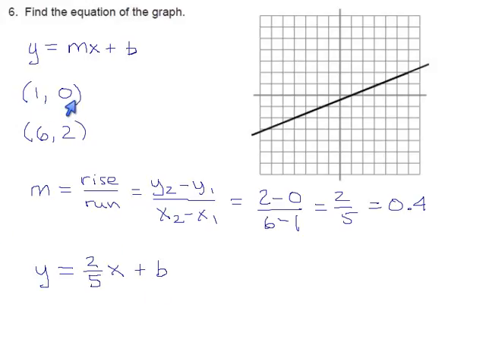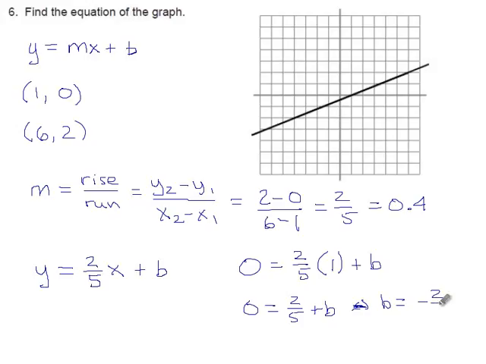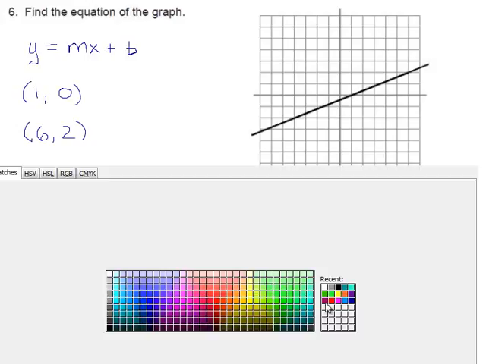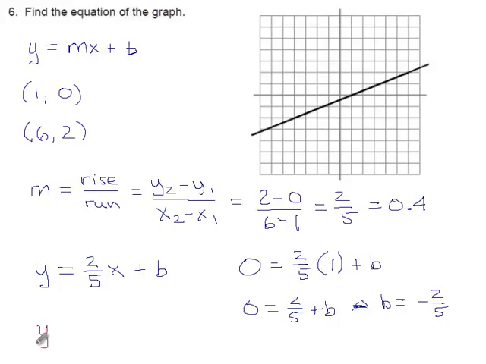If x is 1 and y is 0, we get 0 equals 2/5 x plus b. 0 equals 2/5 plus b. That gives us b equals minus 2/5. Okay, so our finished line with all the information in it is y equals 2/5 x, we knew that already, plus, and our b value is negative 2/5.